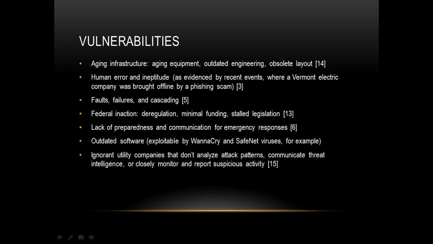And now a list of vulnerabilities. So obviously, the electric grid has an aging infrastructure, the equipment is getting older, the engineering is therefore outdated, and the layout is obsolete. There is human error and ineptitude, as is with everything, as evidenced by recent events, when a Vermont electric company was brought offline because a high-level official clicked on a phishing scam. There are faults, which are safety mechanisms designed to trip when too much current is detected. There are mechanical failures or other physical failures that may be present.